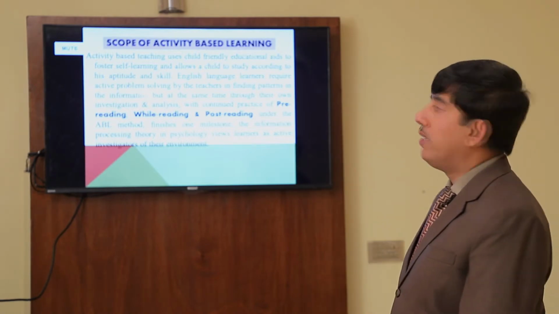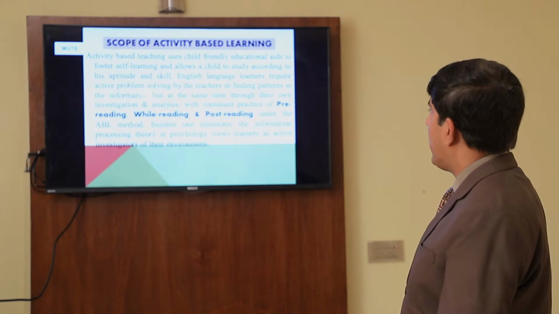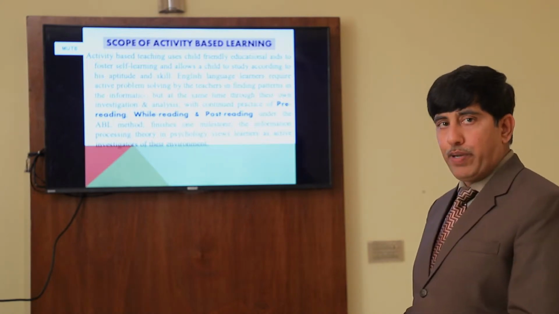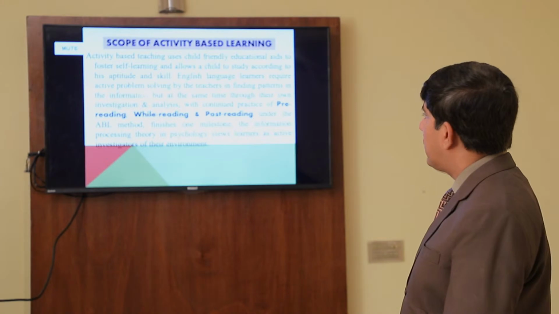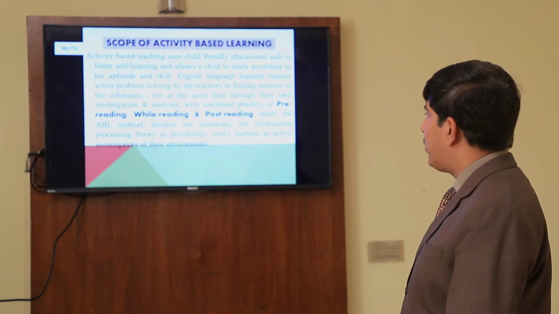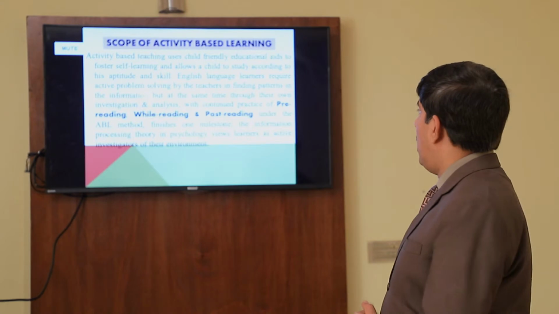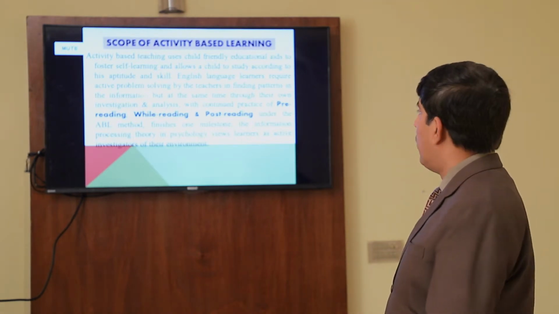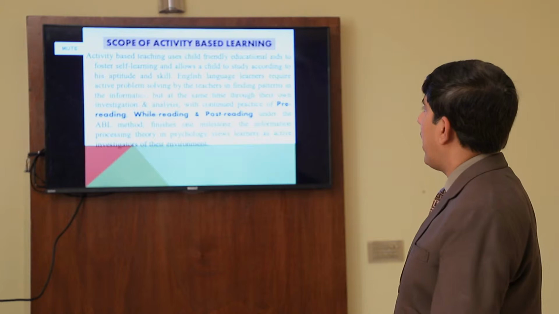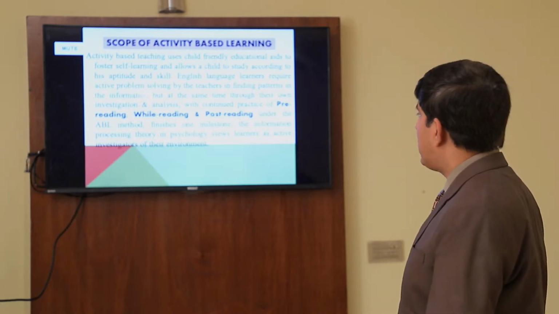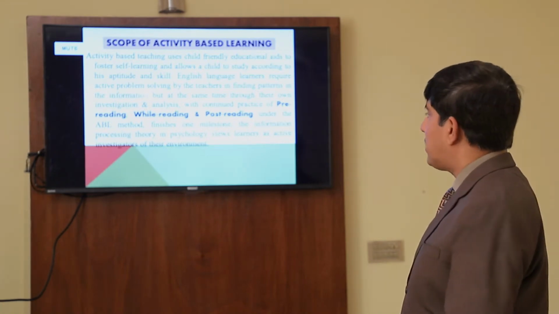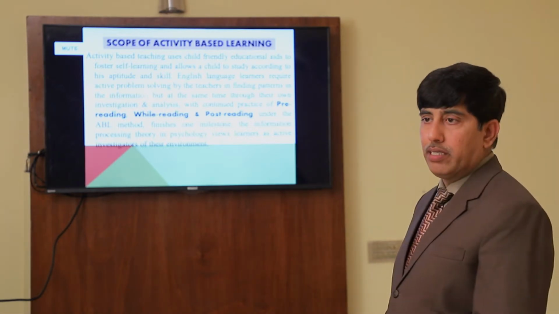If we talk about its scope, it uses child-friendly educational aids to foster self-learning and allows a child to study according to his aptitude and skills. English language learners require active problem solving by the teachers in finding patterns in the information, but at the same time, through their own investigation and analysis, with continued practice of pre-reading, while-reading, and post-reading under the activity-based learning method, it finishes one milestone. The information processing theory in psychology views learners as active investigators of their environment.